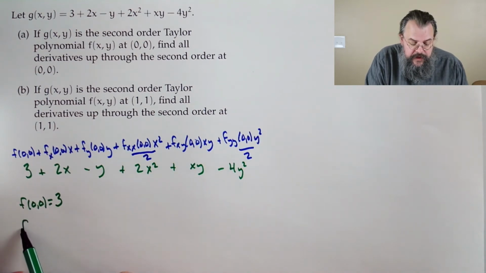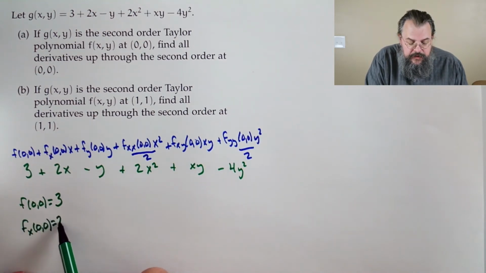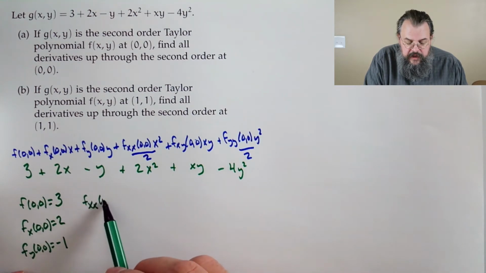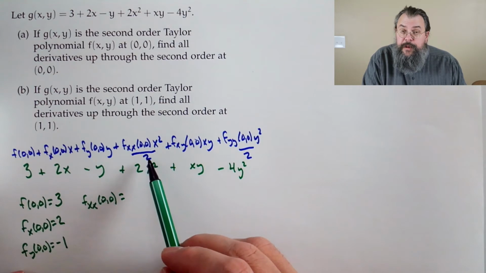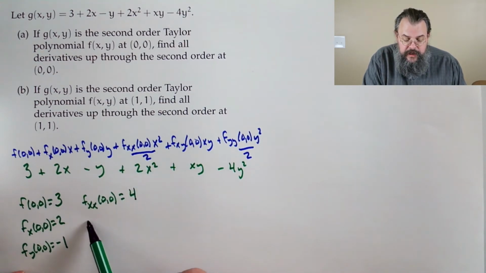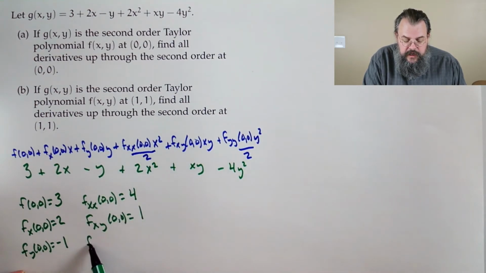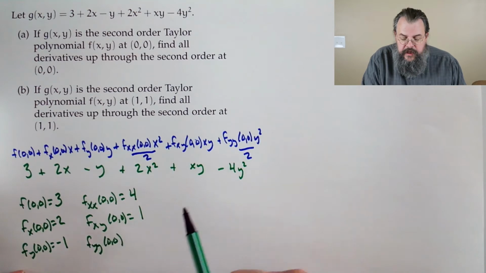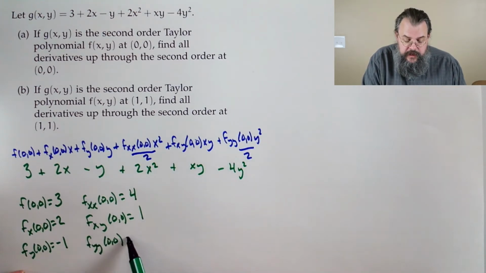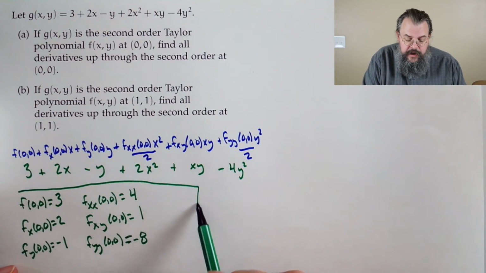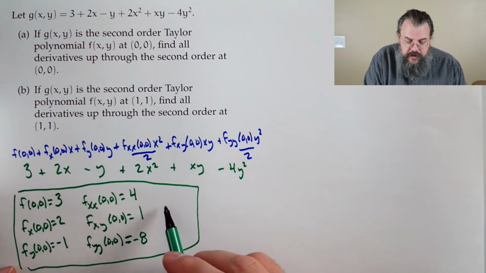f of 0, 0 equals 3, fx at 0, 0 equals 2, fy at 0, 0 is minus 1, fxx at 0, 0, be careful here. When I divided it by 2, I got 2, so that would be 4. fxy at 0, 0, well, 1. And fyy at 0, 0, again, divided by 2, I got negative 4, so negative 8. Great. Beautiful. All right. So this is the answer for part A. So I'm just going to make a note here. This is for part A.